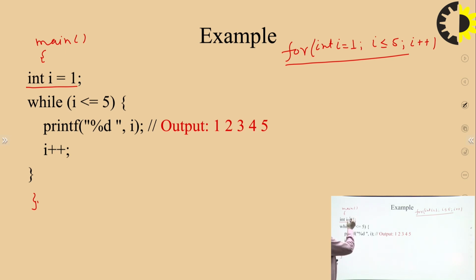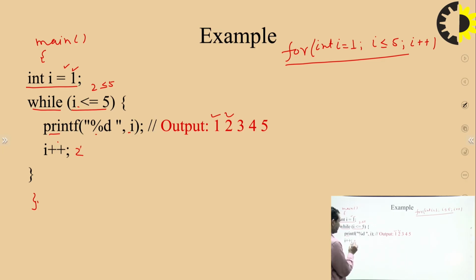Okay, firstly we initialize I equal to 1, and now we are using the while loop. In the while loop, we define only one condition, and then we print the value of I. So again, I equals 1, it will print I. Now I plus plus means I equals 2. Again it will check 2 is less than or equal to 5, so it will print the value 2.